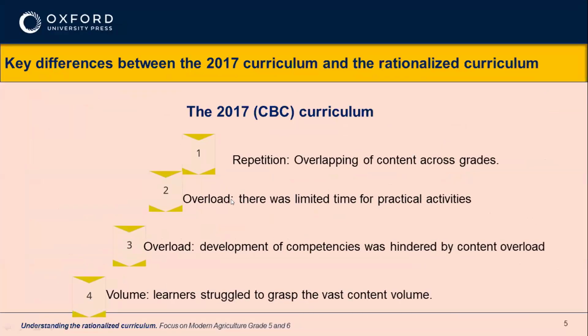This is the 2017 CBC curriculum. We may sometimes forget and call it the old curriculum, but actually the old curriculum was the 8-4-4 curriculum. There was a lot of repetition when it comes to the content. If I take you to agriculture, you'll find there were areas where you could be dealing with food preservation, yet again we have food preservation in home science. So there was an overlap of content across the learning areas and again across the grades.